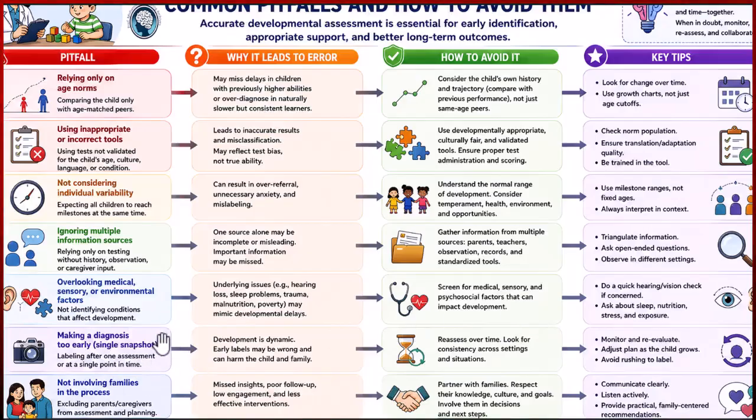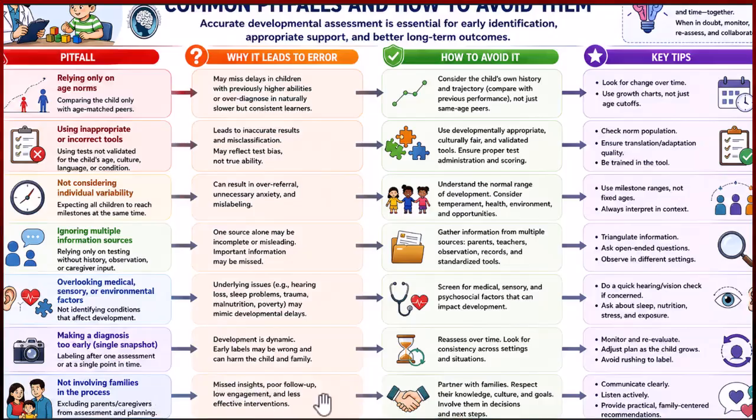The sixth pitfall is making a diagnosis too early based on a single snapshot. Development is dynamic. One isolated assessment may not fully represent the child's true abilities. Premature labeling may harm both the child and family emotionally and socially. To avoid this, reassess over time, evaluate consistency across situations, and monitor the child's progress longitudinally. Avoid rushing to label.